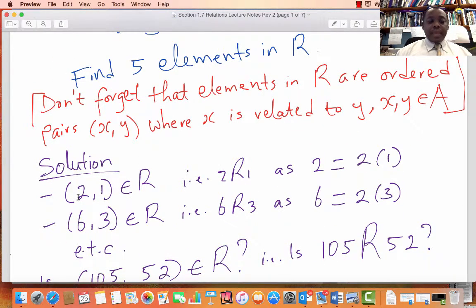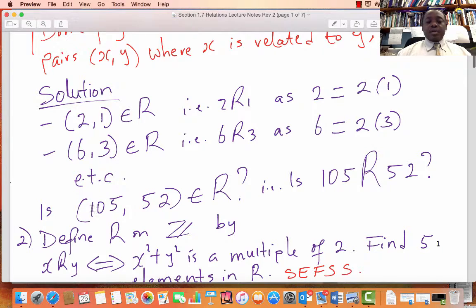Solution. The ordered pair (2, 1) is an element in R because I can write 2 equals 2 times 1, x equals 2y. Same thing for the ordered pair (6, 3): 6 equals 2 times 3, x equals 2y. Is the ordered pair (105, 52) an element in R? If not, then the ordered pair is not an element in R, or we say 105 is not related to 52.